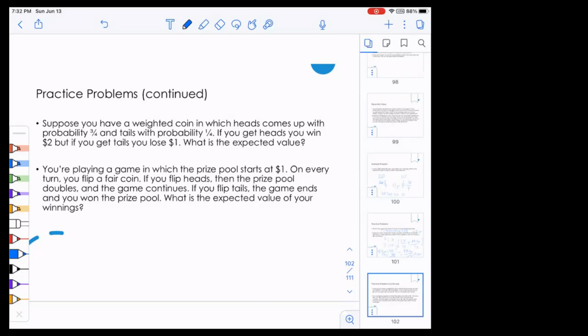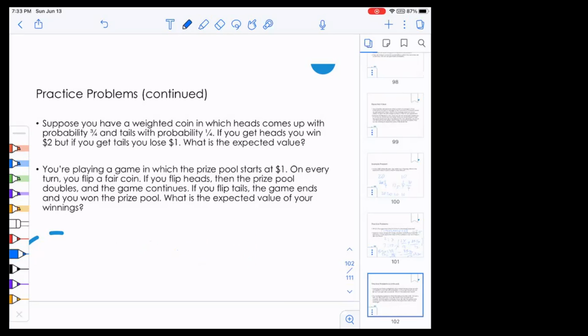Suppose you have a weighted coin in which heads comes up with probability 3/4 and tails with probability 1/4. If you get heads, you win $2, but if you get tails, you lose $1. What's the expected value? This is basically the same problem as the example we just did. By definition, we multiply the outcomes by the respective probabilities and add them up. Since winning $2 is three times more likely than losing $1, we find the average of three 2s and one negative 1. We add these together and divide by 4, and we get 5/4, or $1.25.